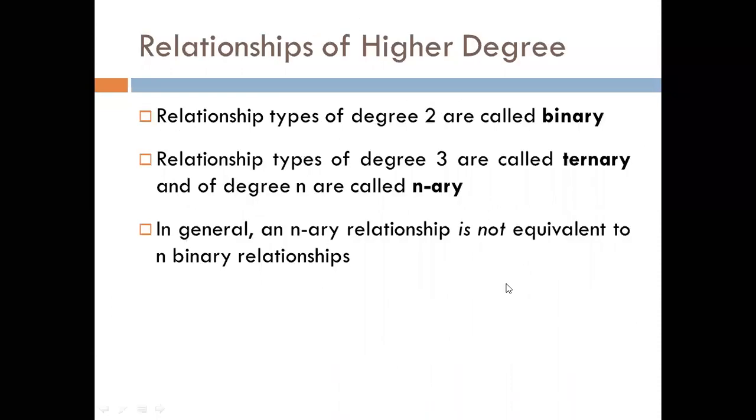So next, if two relations are being involved in a relationship, then it is called a binary relationship. If three tables are related, then it is called a ternary relationship. Similarly, if n number of tables are involved in the relationship, then it is called an n-ary relationship.